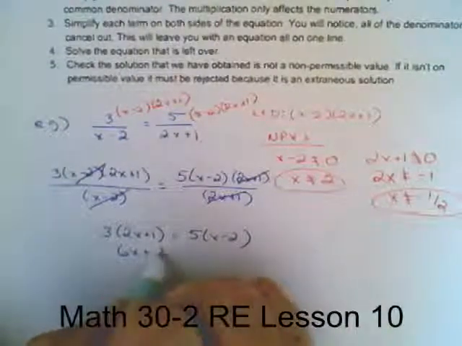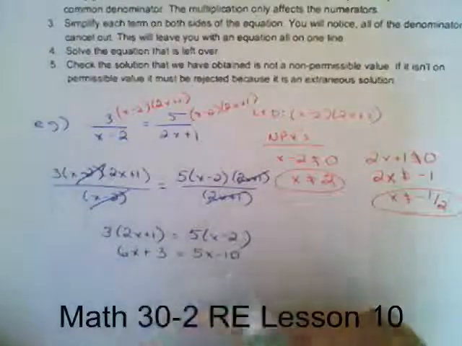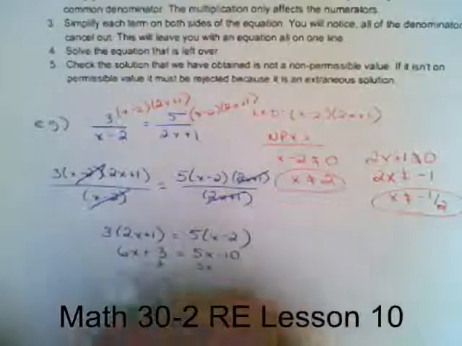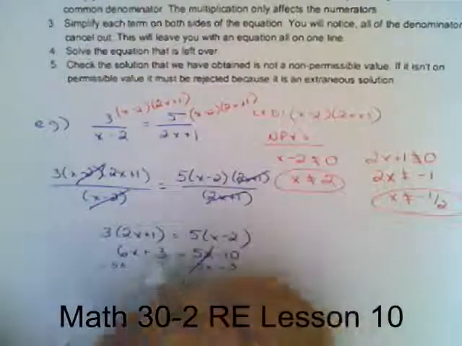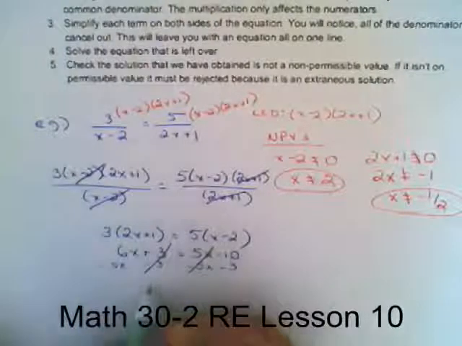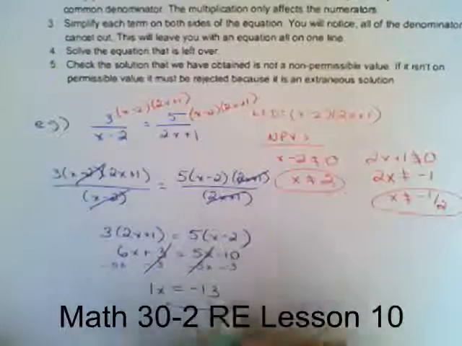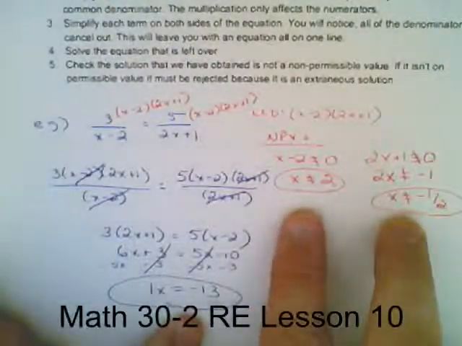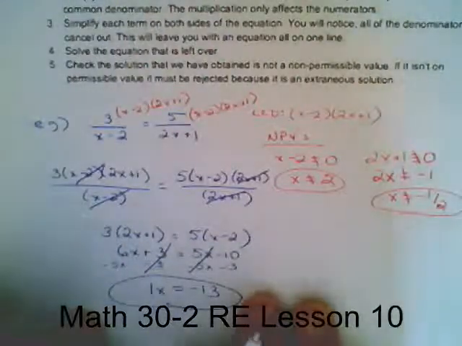I'm going to get the 3 goes through, 6x plus 3 equals here, I'm going to get 5x minus 10. Subtract the 5x over to one side, subtract the 3. Whatever I do to one side, I have to do to the other. There the 5x's go. On the left, the 3's go. 6x minus 5x is 1x. Negative 10 minus 3 is negative 13. Just like before, I check them against my NPVs. They're not NPVs, so all is said and done, it's nice and clean.